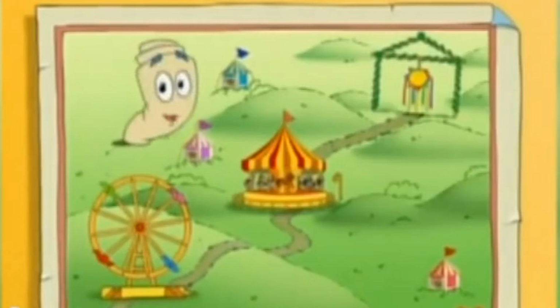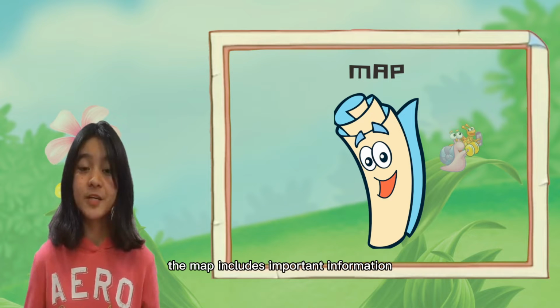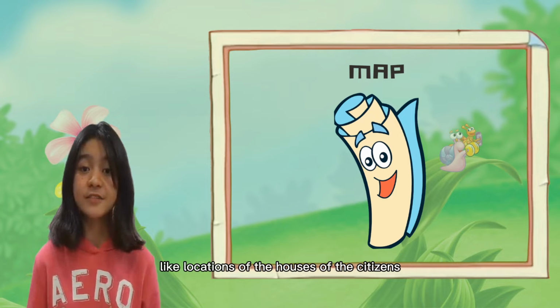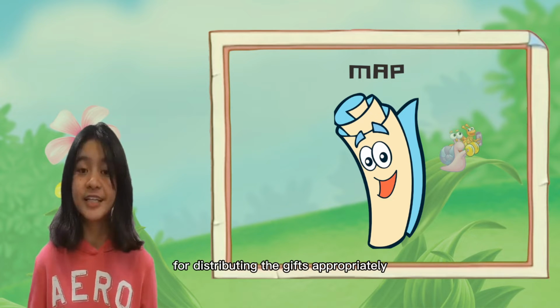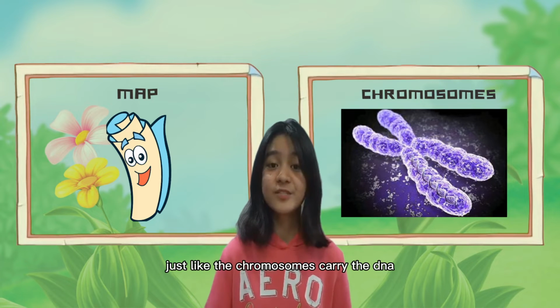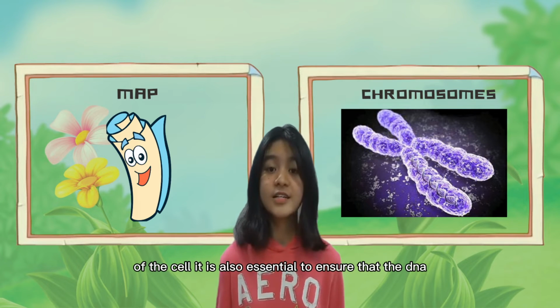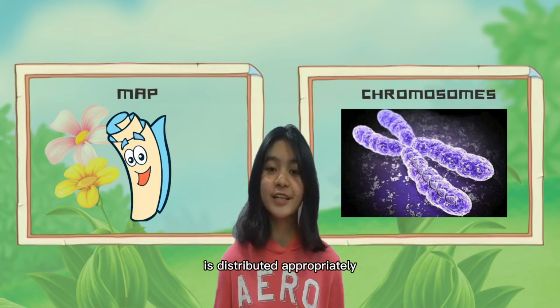I'm the map! I'm the map! The map. The map includes important information like locations of the houses of the citizens, which is essential for distributing the gifts appropriately and Christmas activities. Just like the chromosomes carry the DNA that provides genetic characteristics and information of the cell. It is also essential to ensure that the DNA is distributed appropriately.